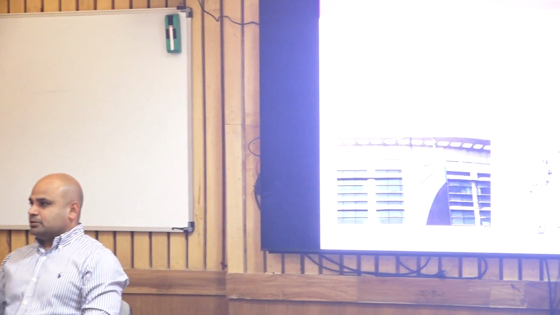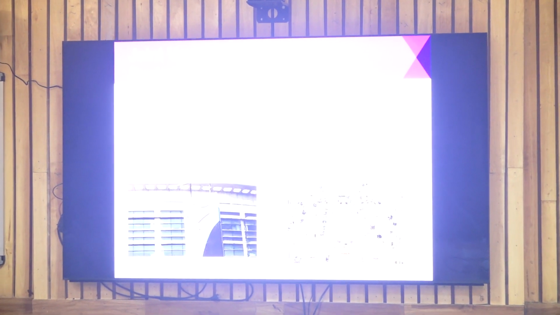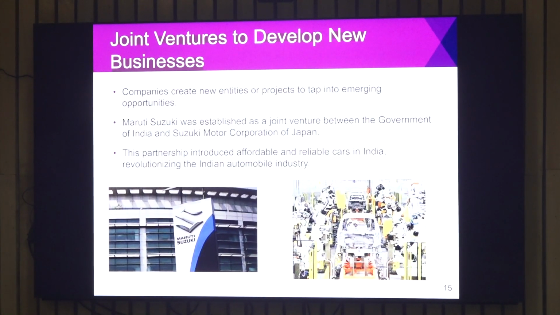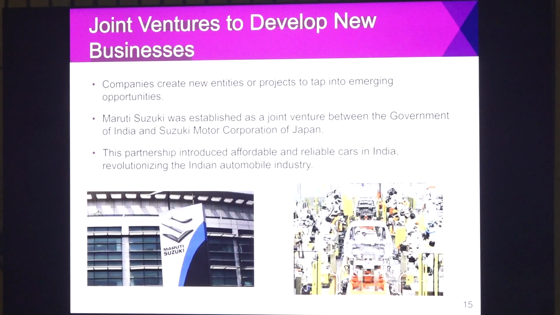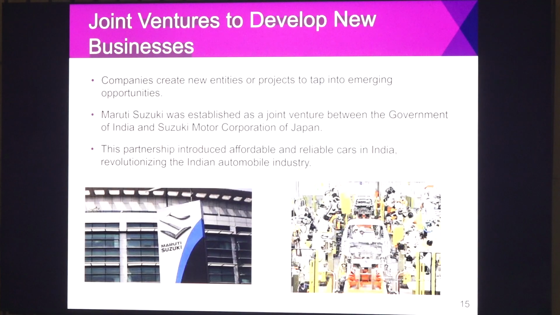So joint ventures, again, are for when companies are trying to enter newer geographies, such as Suzuki entering India. The Indian government, which used to own Maruti Udyog Limited, formed a joint venture with the Japanese company Suzuki in order to bring these new cars to market, Maruti Suzuki. Still now Suzuki owns, I think, the majority share, more than 50%. So that's a kind of joint venture.